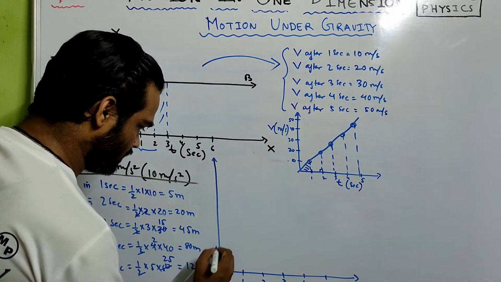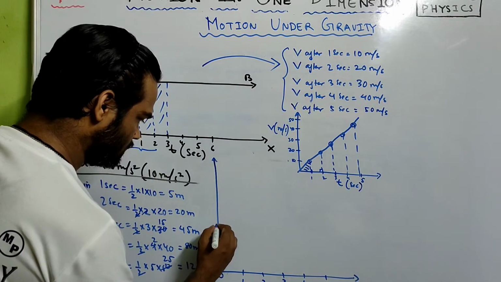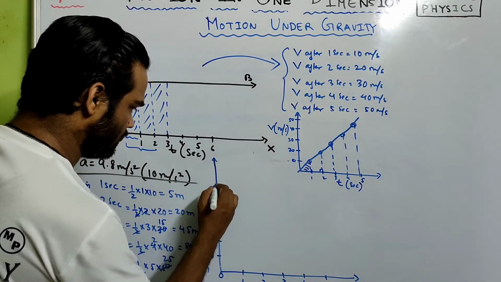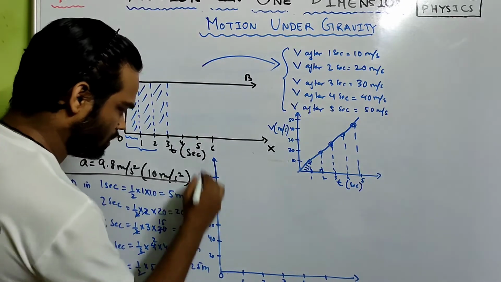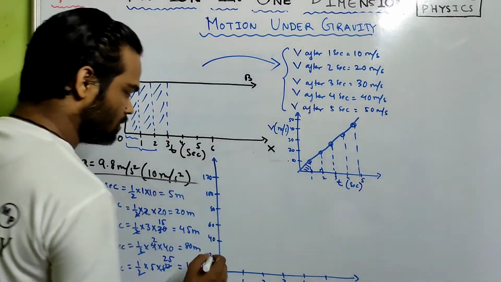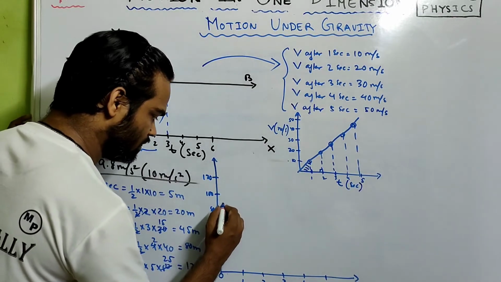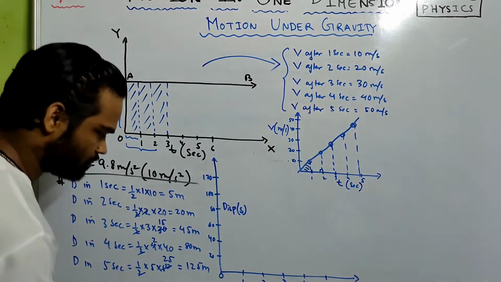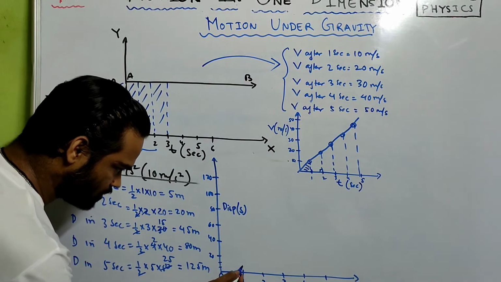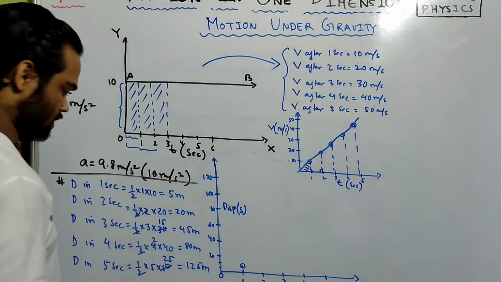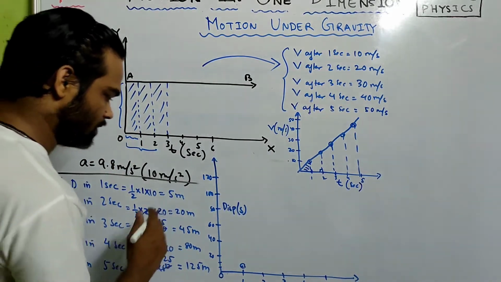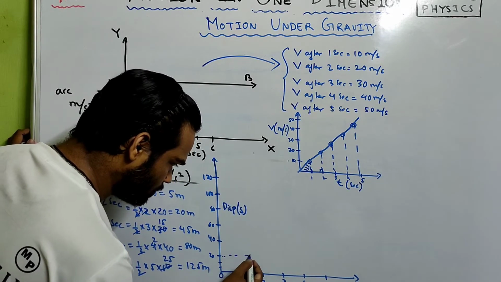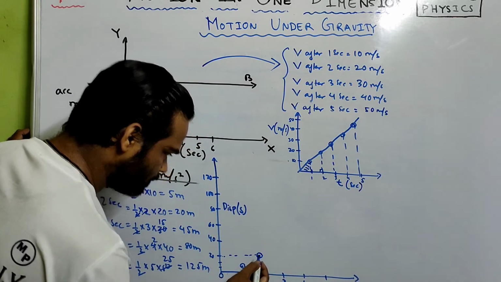This is suppose 20, 40, 60, 80, 100, 120. This is your displacement in meters. Okay, displacement, which is represented by S in meters. Now, after 1 second it was 5, so this is 10, this is 5, somewhere over here. Displacement in 2 seconds will be 20. 20 is somewhere, if you draw properly, somewhere over here.